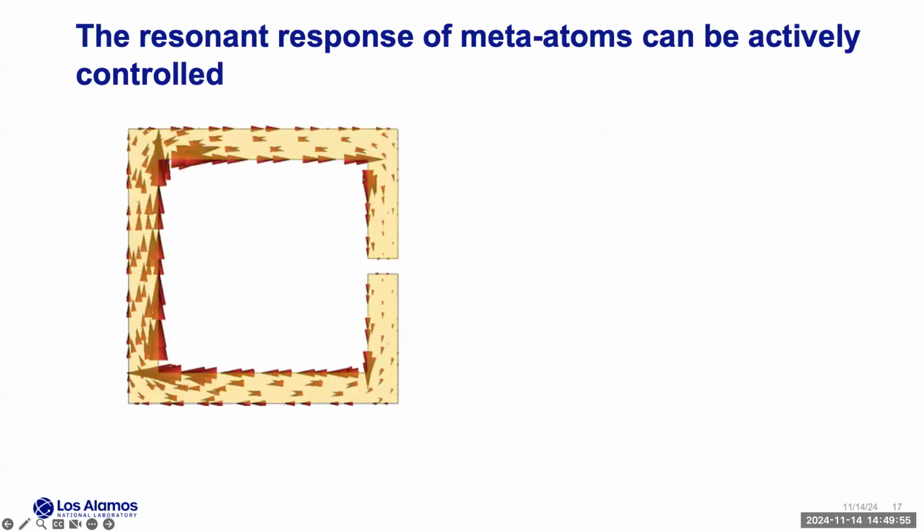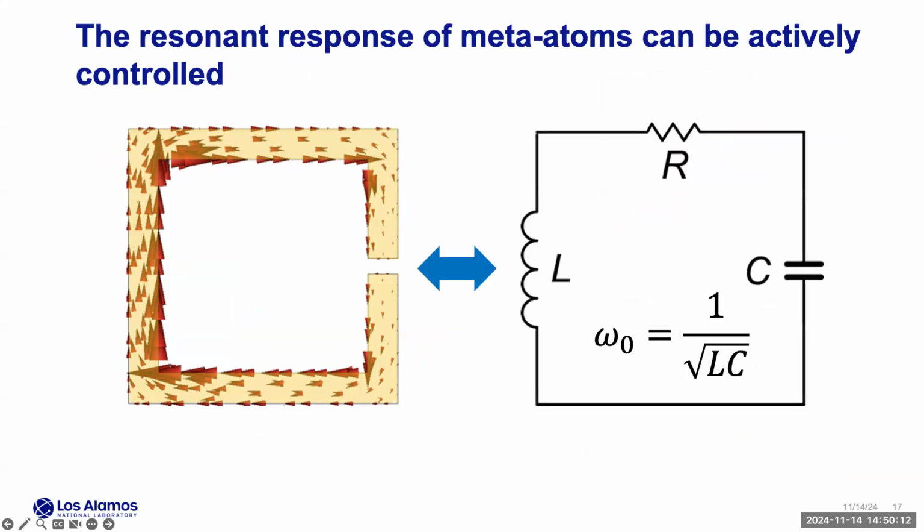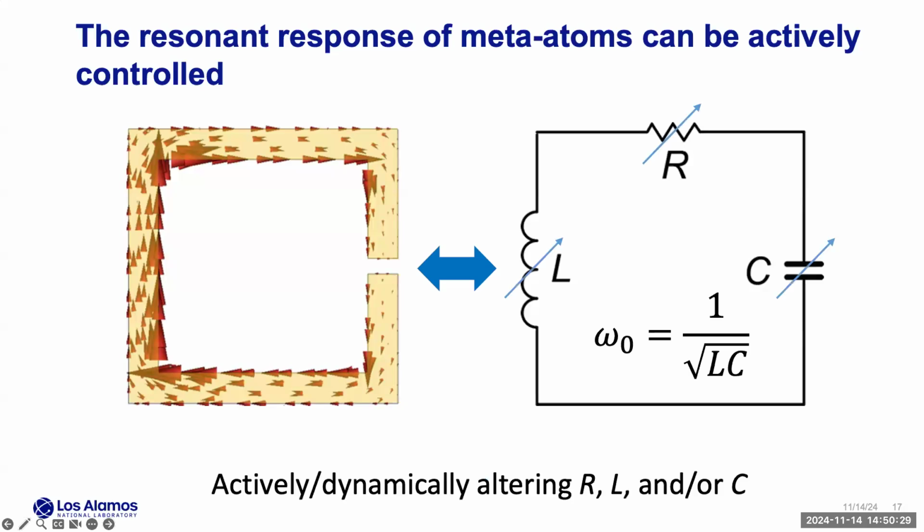Okay. So one can actually move on from these passive elements to ones that can be actively controlled. So again, we have our little antenna, our split ring resonator. And we, again, model it as an RLC circuit. So the resistance is basically the loss in the metamaterial. The inductance is the inductance of the loop. And the capacitance is caused by the gap here. And if you can actively alter these, that will change the resonance frequency.